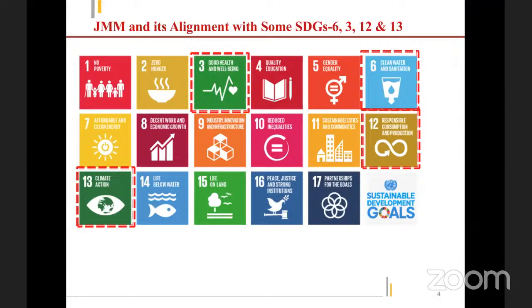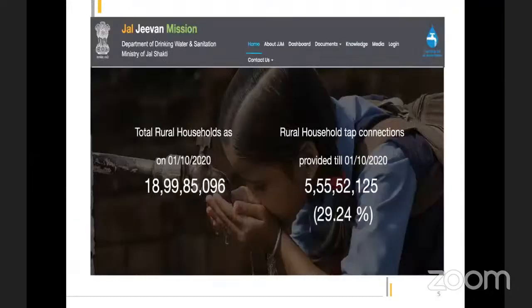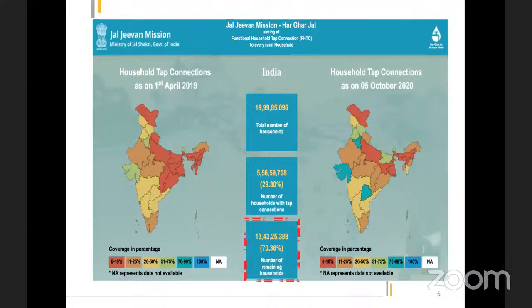the government of India came up with its mission to extend its reach to the rural areas, and they targeted to achieve these goals by launching the Jal Jeevan Mission, which is expected to be completed much before the UN goals. This is a snapshot of the mission's website. The data reported till September 2020 for rural tap connections provided is about 30%, and about 70% of the households are remaining for functional tap connection.